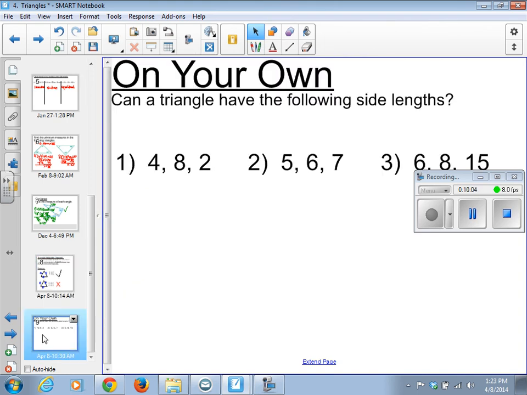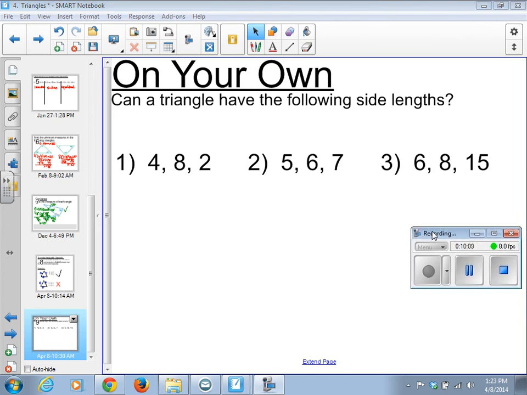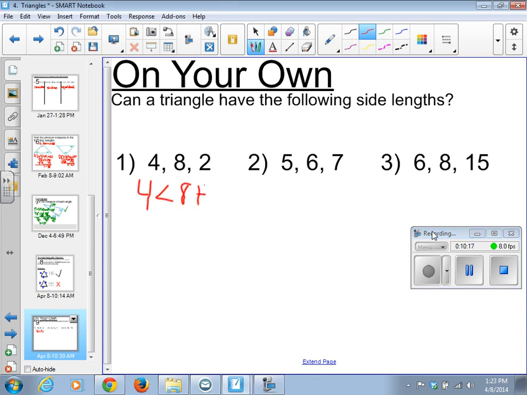So, test out and see if these are the possible side lengths of triangles. I'm going to go ahead and do them. If you want to pause the video, pause it, or just follow along. 4 is less than 8 plus 2. Checks out. Is 8 less than 4 plus 2? No, it's not. Therefore, this one can't be a triangle.